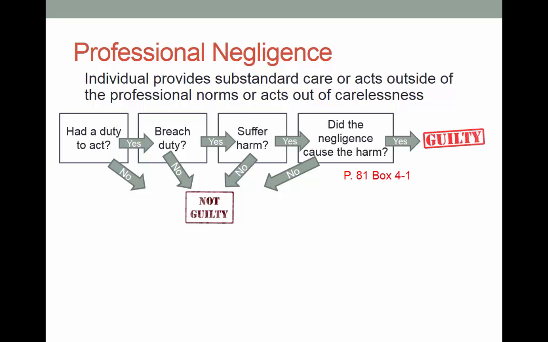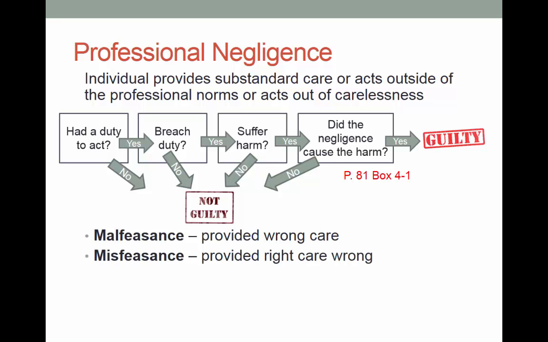There are some definitions that you also need to know. Different types of negligence can be defined as well. Malfeasance is providing the wrong care. Misfeasance is providing the right care wrong. For example, commission. You did something that you were supposed to do but did not perform it at a level that is expected of you.